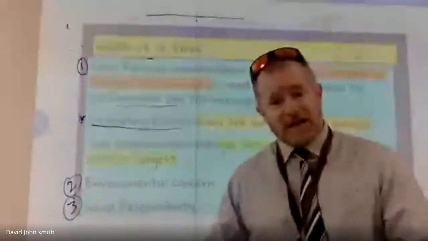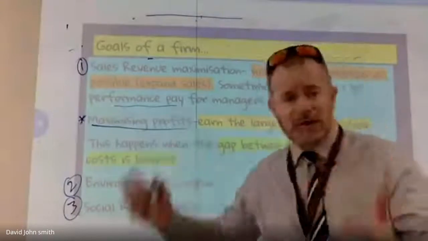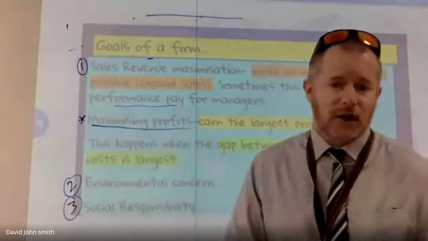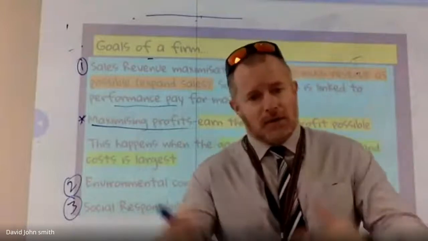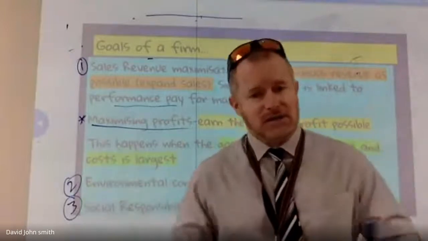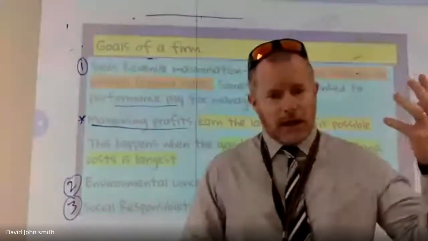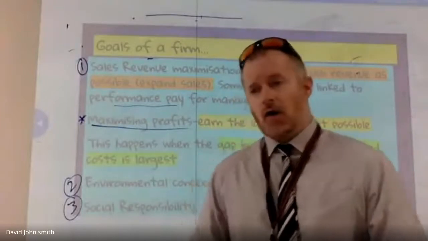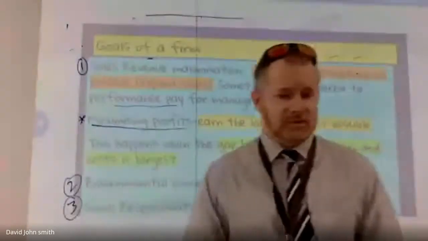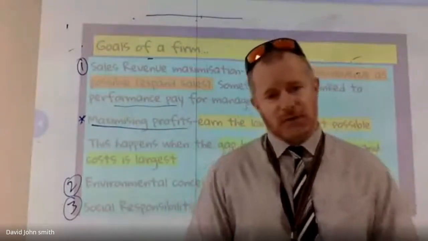But the examiner can ask you, what other goals might a business have? Well, they might have environmental concerns. They might be worried about the environment. They might want to develop environmentally friendly packaging for other businesses, or create products that monitor pollution levels. Or it might be that the business has a social responsibility, so it has an objective of employing the most number of people it possibly can.